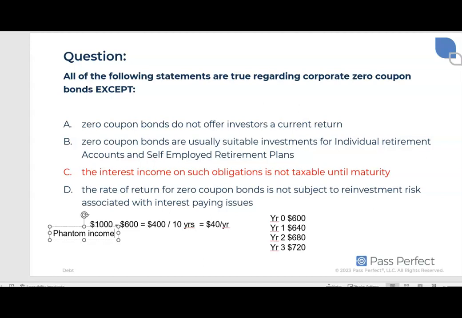The others are true. They do not offer a current return. You don't get anything until maturity date. But because they're taxable every year, that does make them suitable for retirement accounts. Because in an IRA, you don't pay any taxes until you take the money out years later. It grows on a tax deferred basis, so we don't have to worry about the annual taxes on them.